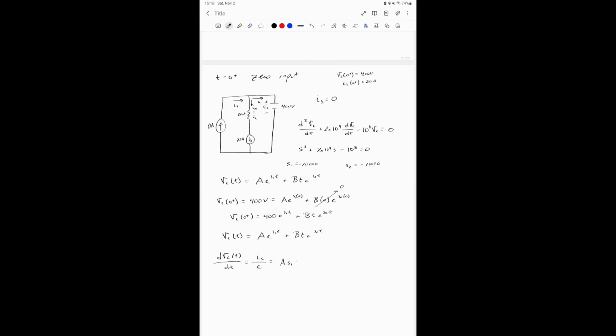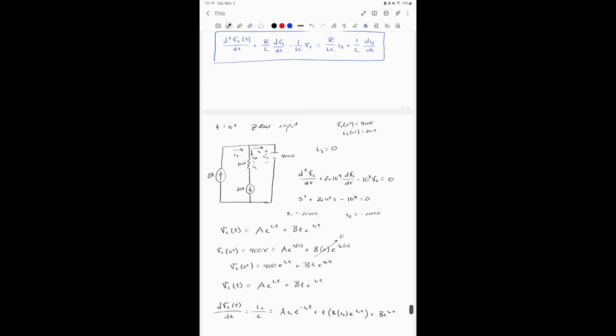This is going to be A S1 e^(S1 t) plus, and now let's do the derivative of this. So let's do the first, which is going to be t times the derivative of the second, which is going to be B S2 e^(S2 t), plus the second, which is e^(S2 t) times B, plus the derivative of the first, which, the derivative of t is just going to be 1. So plus B e^(S2 t).